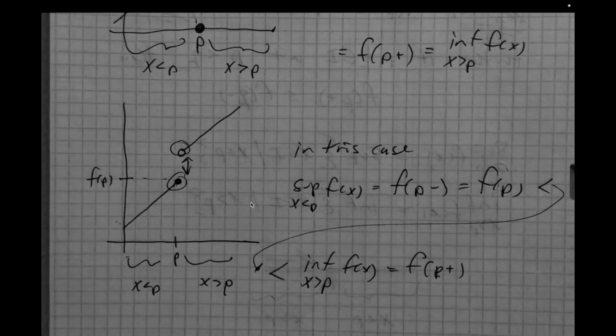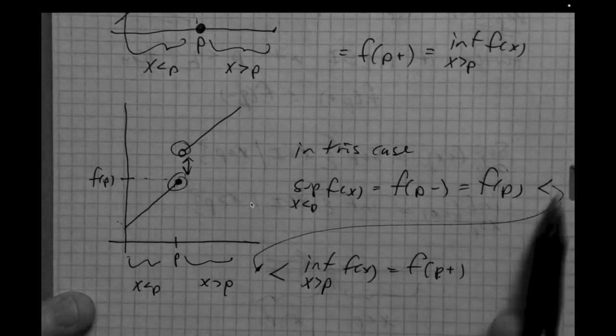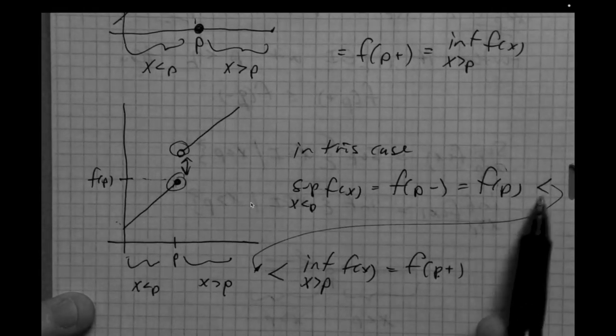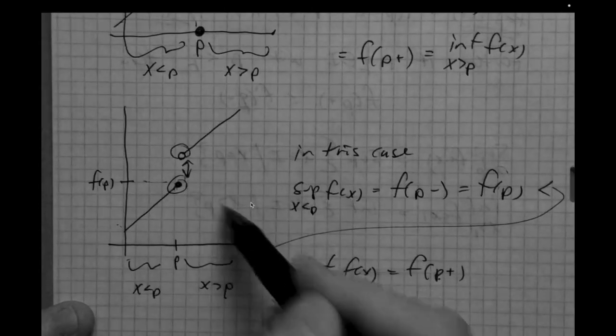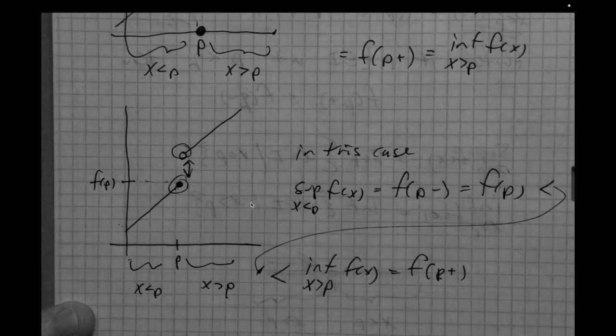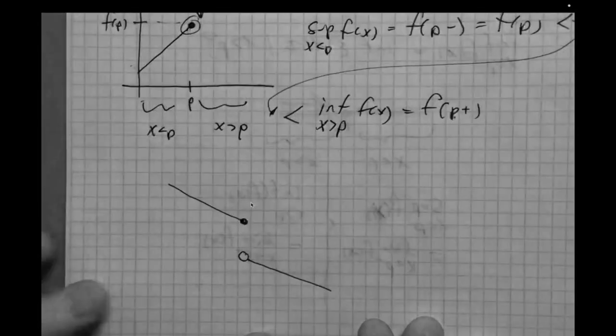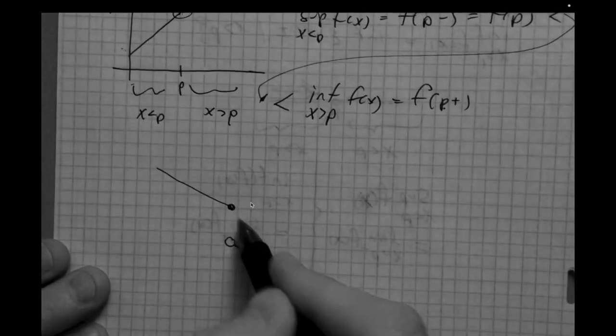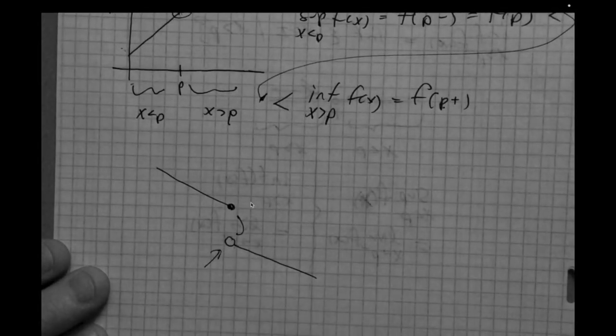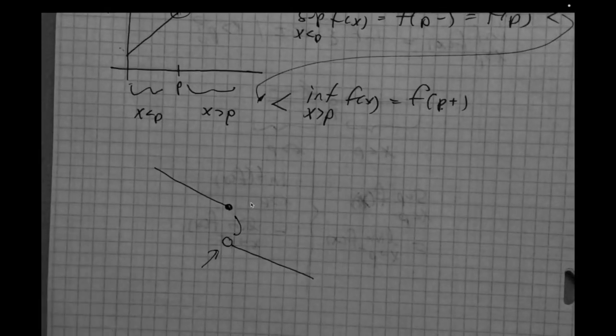Now if this was a monotone decreasing function with a discontinuity, then you would have to flip this, wouldn't you? Instead of less than, it would be greater than, because it would be heading down. It would look more like this, and so you would have this guy here. The right-hand limit would be the reverse. Okay, so that's the theorem.